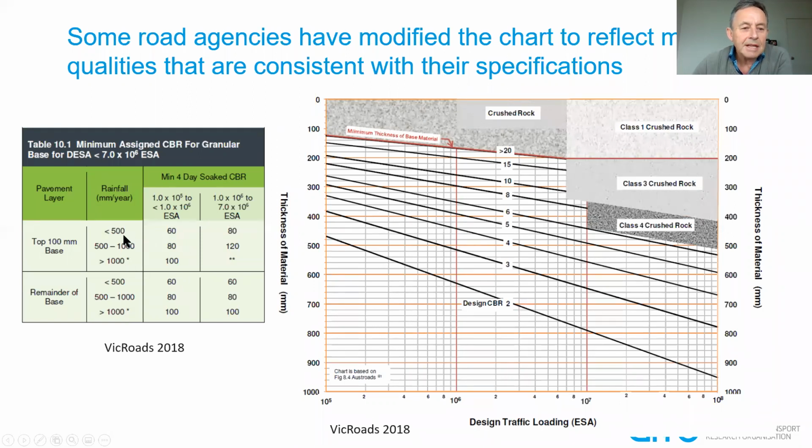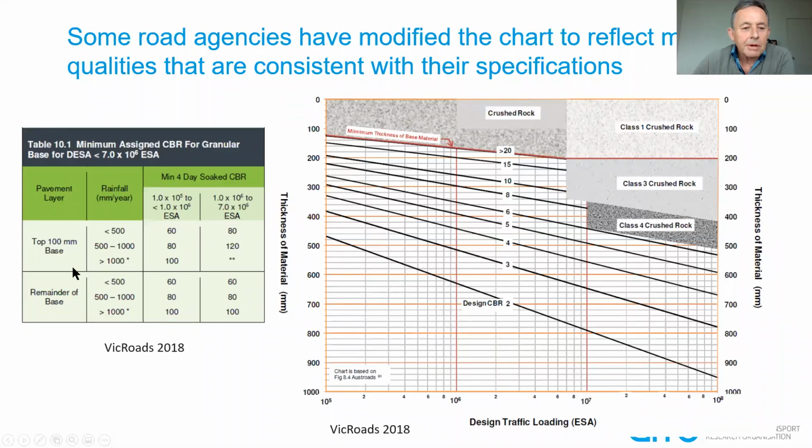So in drier parts of Victoria, in say north of the dividing range, where the rainfall is low, you could use a material with a much lower soaked CBR result than you would around Melbourne here, where you require a minimum of 80 for lightly trafficked roads, and for medium to heavily trafficked roads, you'd need a material with a minimum 4-day soak CBR of 120. So you can see that the base course requirements vary with the traffic loading, in other words, the importance of the road, and also the rainfall, because the rainfall affects the deformation characteristics of the granular material.